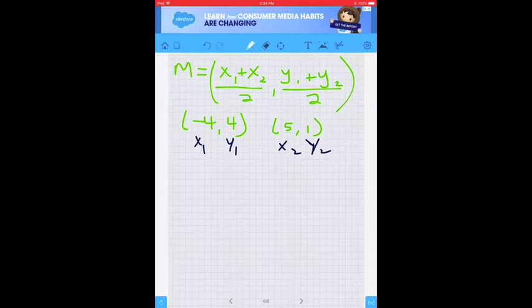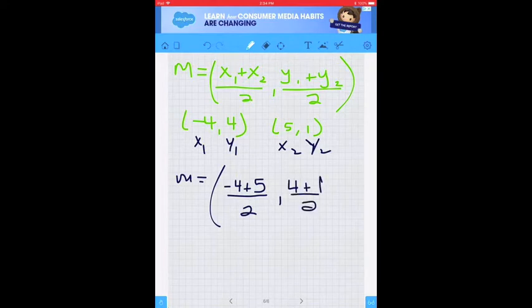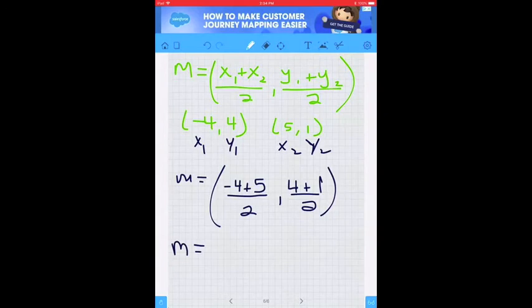All right, so let's go ahead and solve this midpoint. So m equals x1 is -4 plus x2, which is 5, all over 2, comma, y1, which is 4, plus y2, which is 1, divided by 2, and our parentheses there. So it does look like we're going to have 2 fraction answers, but let's go ahead and solve these.